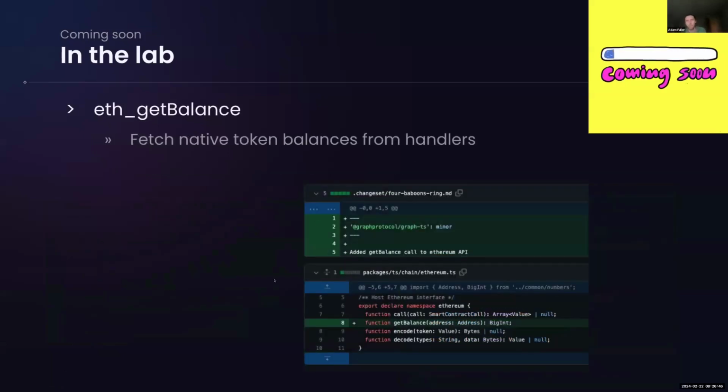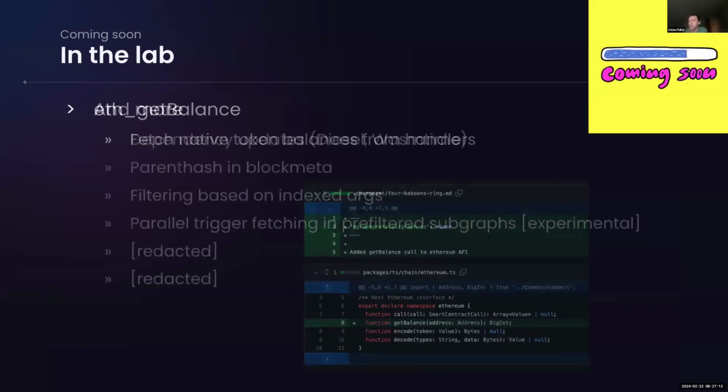EthGetBalance, small one, but quite a neat one. This is another long requested feature, essentially the ability to fetch token balances or other native token balances rather than just to make contract calls. So this does unlock some use cases in terms of keeping track of the balance of a smart contract, essentially any address. So this should also hopefully go out in the next release.